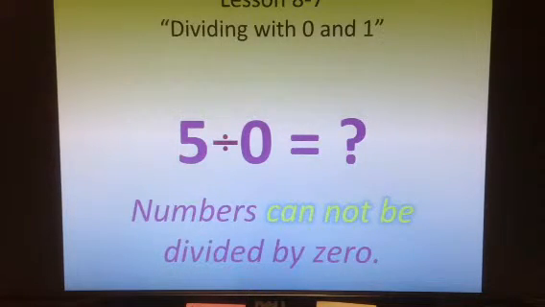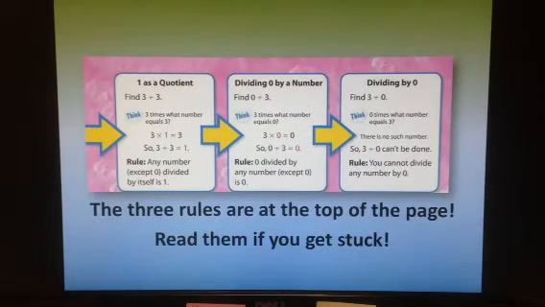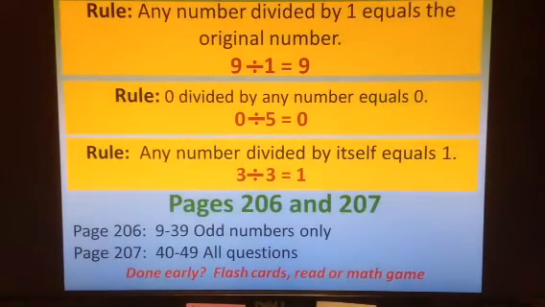You won't see a problem like this in your textbook. It's just not something that we do. We can't divide things into 0 groups, because if we have 5 of anything, we have at least one group of it. So this problem doesn't make sense. We looked at a couple problems we would do. We reminded ourselves of the rules, and that was it for today.